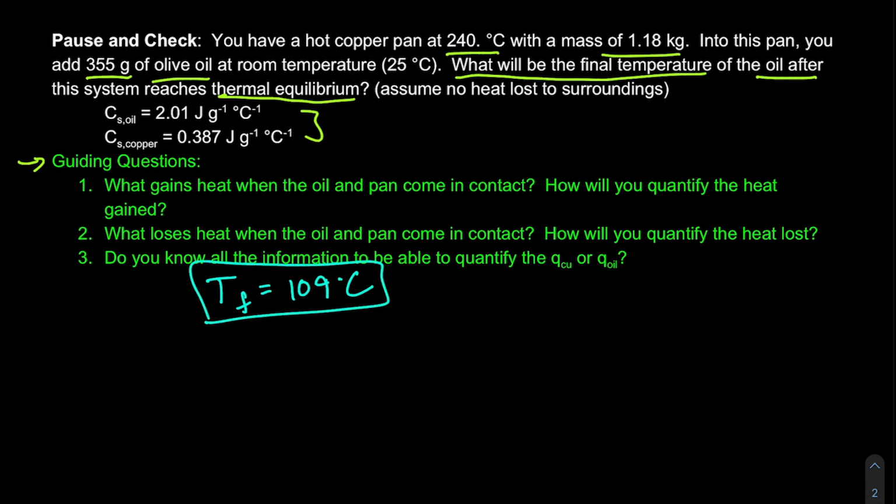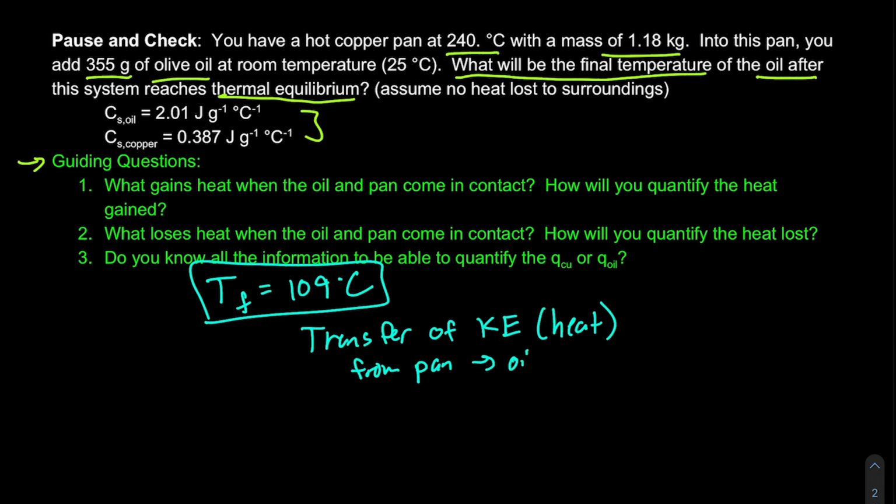So first thing that we have is this idea that we have a transfer of kinetic energy, or this idea of heat, from what is hot, our pan, to what is cold, the oil. So we have this transfer of heat. Now, as we're looking at this transfer of heat, we want to look at this idea that those values are going to be equal and opposite to each other. So this is again the idea of the law of conservation of energy.